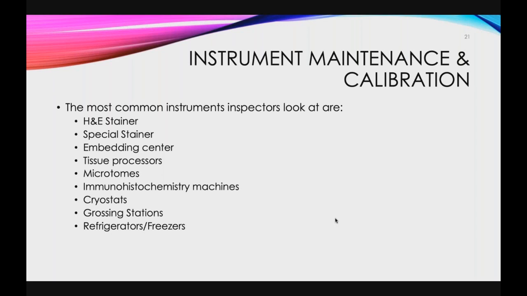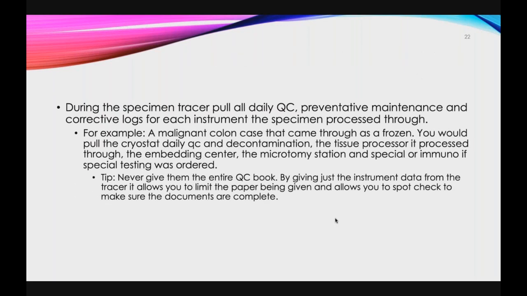So if it's in your QC book, you can see that every month, okay, I know that this is coming up, or this needs to be done. Oh, I have to schedule this. If you see it, then you'll know that it has to be done and you can make sure that it gets done. During the specimen tracer, like I said, pull all daily QC, preventative maintenance logs, corrective action logs.